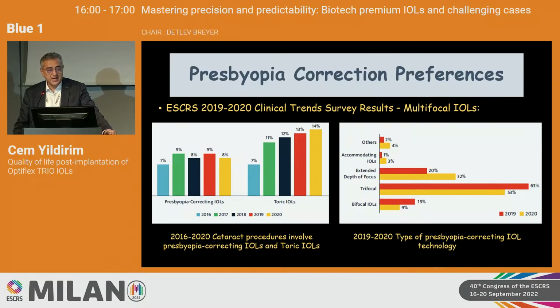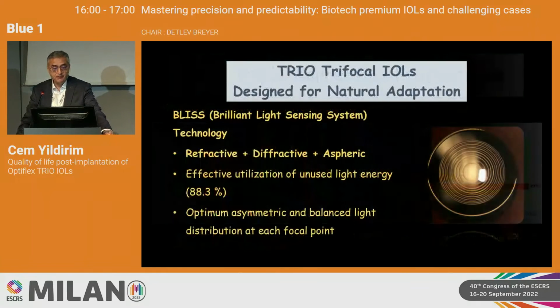According to ECRS, most clinical trend surveys, cataract procedures involve presbyopia correcting intraocular lenses, and the most selected intraocular lenses, according to the surgeons, are trifocal IOLs, which we will talk about now.